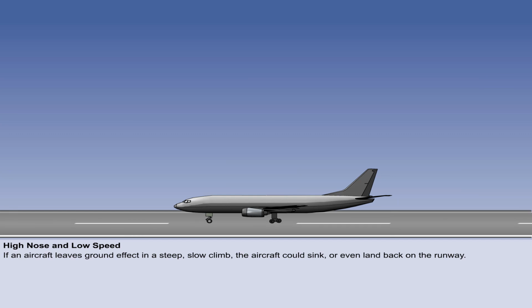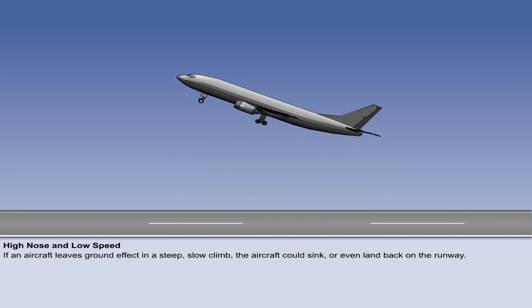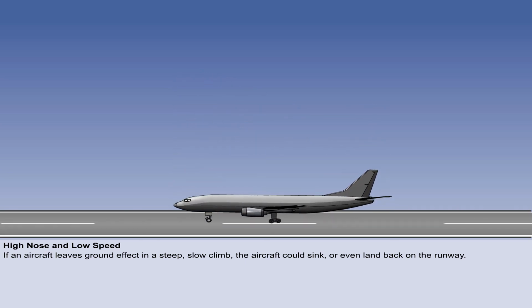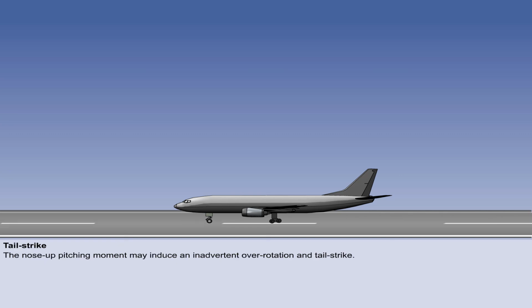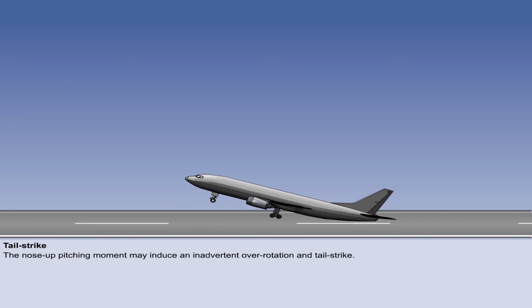It is possible to become airborne in ground effect at an airspeed and angle of attack such that, after leaving ground effect, the aircraft could sink and even settle back onto the runway. It is therefore vital that the correct speeds and attitudes are used for takeoff. The nose-up pitching moment may induce an inadvertent over-rotation and tail strike.